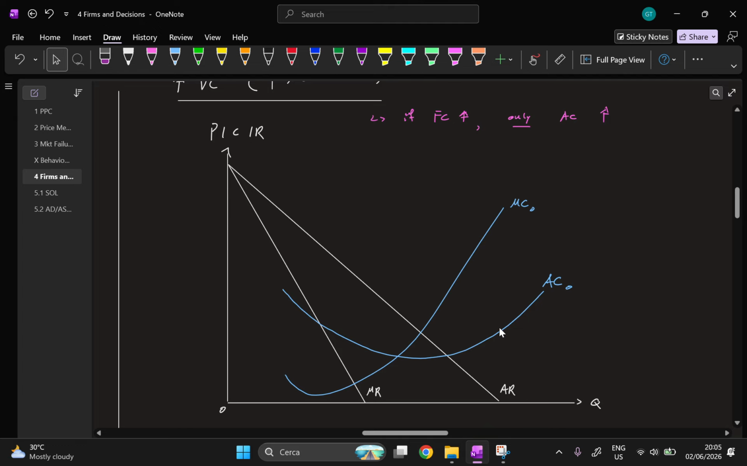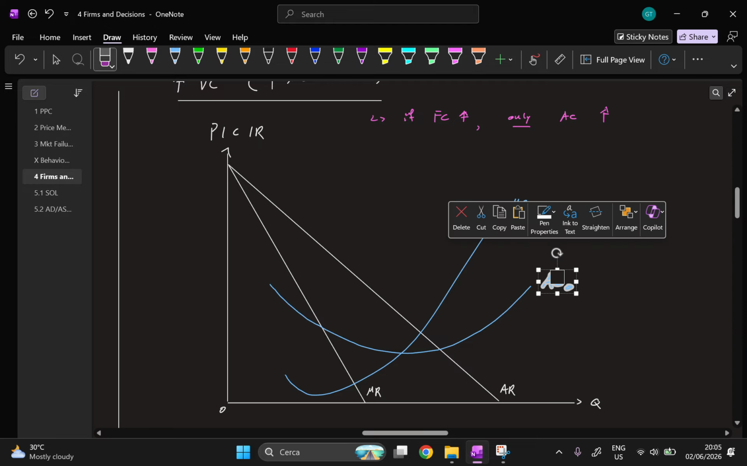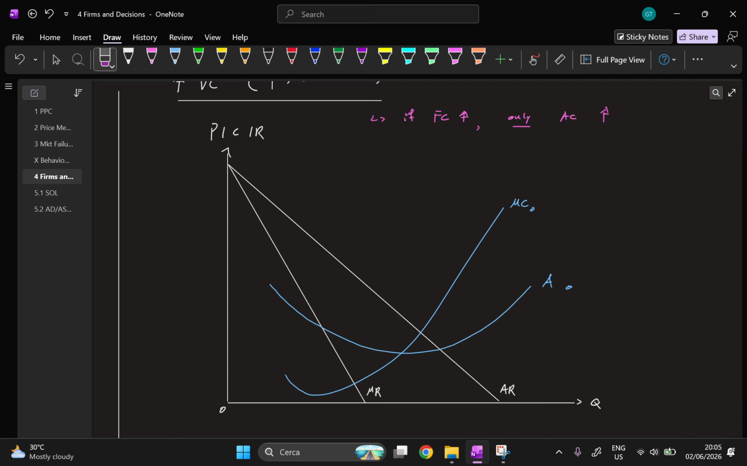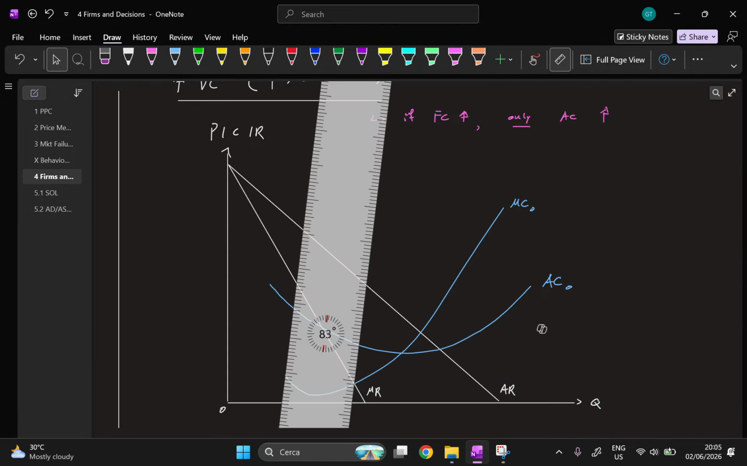For aesthetics' sake and for teaching's sake, I'm going to correct that by shifting this AC real quick. But of course, if you just drew what I just did in the exam, you have to live with it, which is why I really don't like firms and decisions. But too bad, I need to be good at it, so I need to teach it to you. Okay? And we are familiar with this by now.